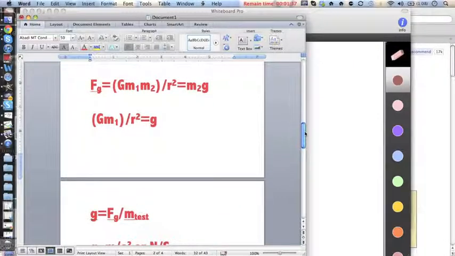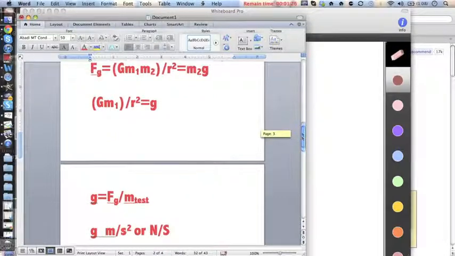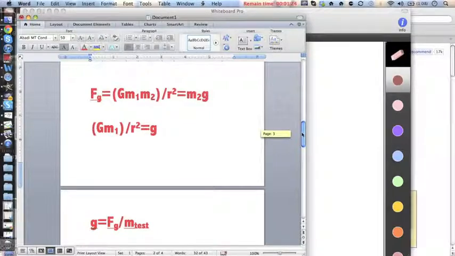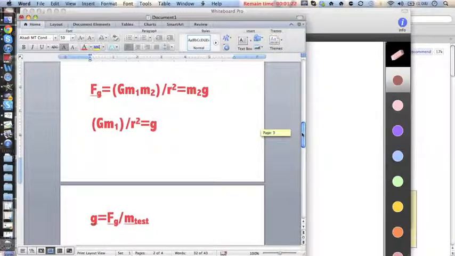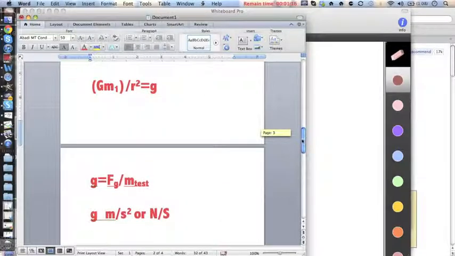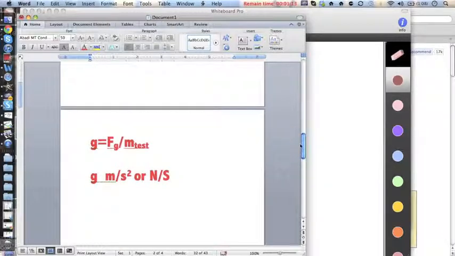Okay, so here's another equation to get the same thing: g equals the force of gravity, which is mg and all those other equations, over the mass of the test object, which is m1, also gives you g. Also, just so you know, the units, which we already know from previous lessons: g is meters per second squared. It's also newtons per kilogram, and there's some way to derive it, but we don't care.